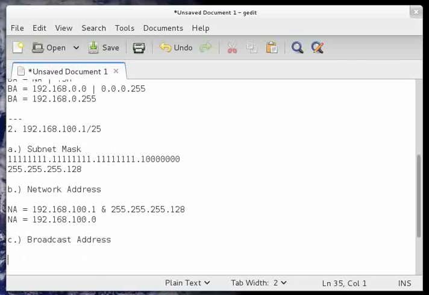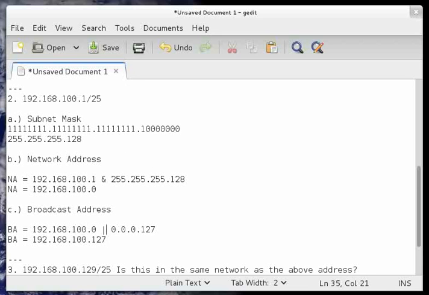Then we compute the broadcast address. This is basically the network address OR NOT the subnet mask: NOT 255 is 0, NOT 255 is 0, NOT 255 is 0, NOT 128 is 127. Then we apply the OR on every digit. 192 OR 0 is 192, 168 OR 0 is 168, 100 OR 0 is 100, and 0 OR 127 is 127. And this gives us our broadcast address.